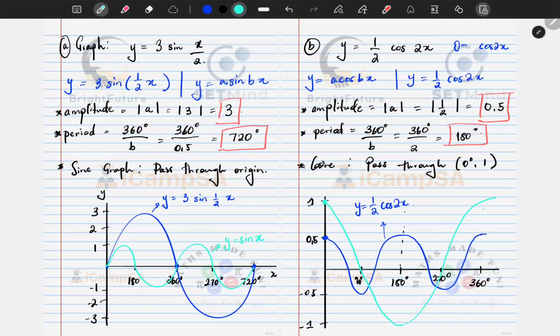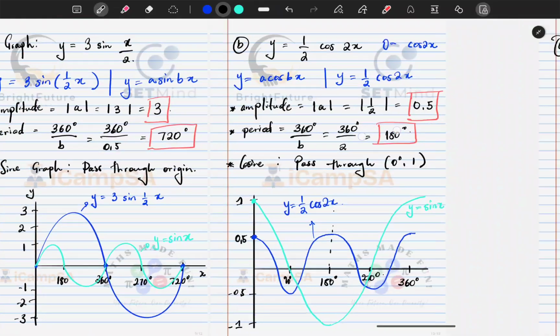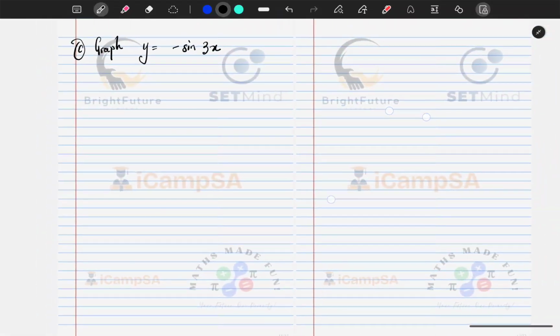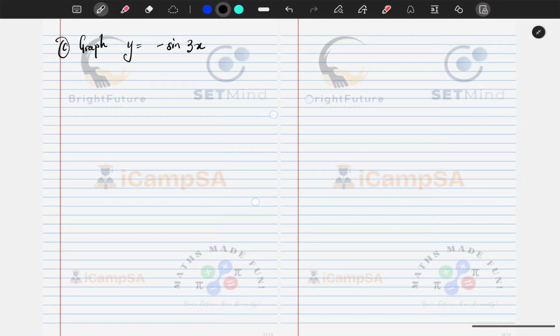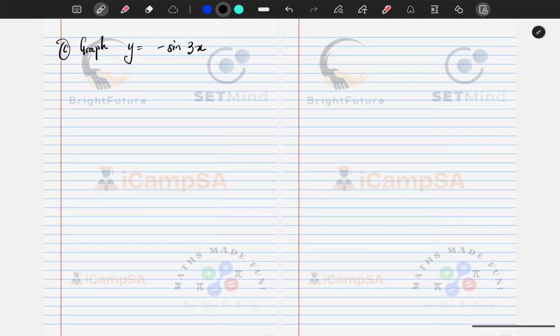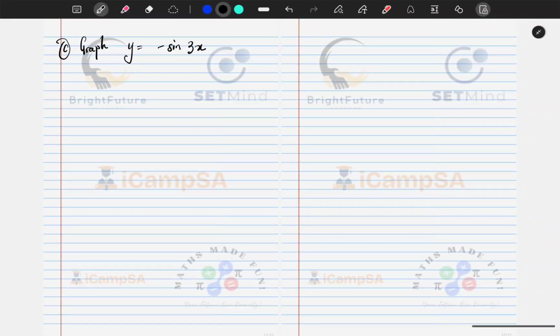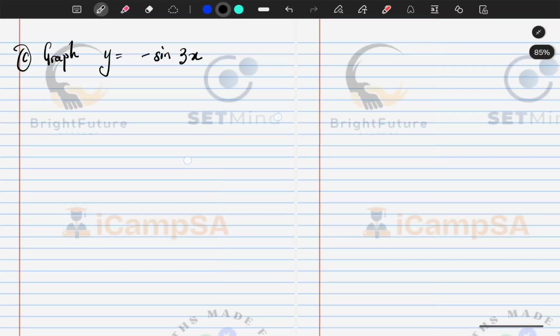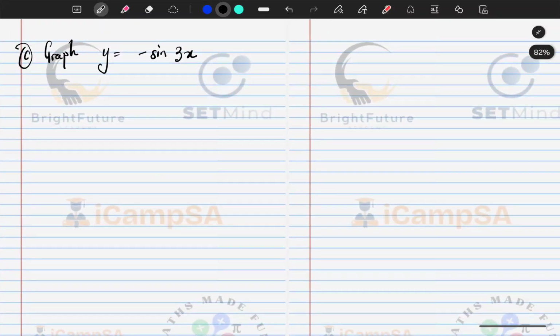Great, and then this would have been your y equals sine x. Great, so now let's look at other questions. If we now look at another question, which is question number 3, here we have a very different yet interesting question. So you have now y equals to negative.